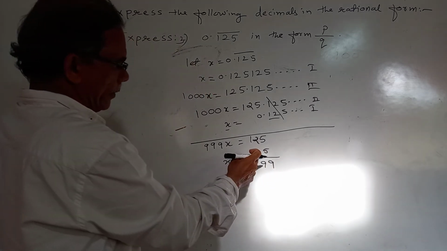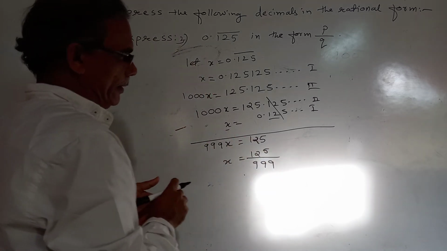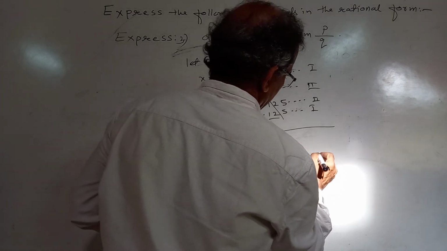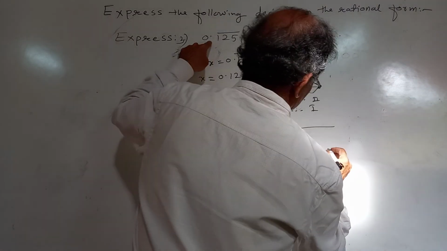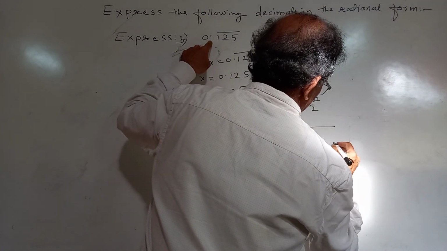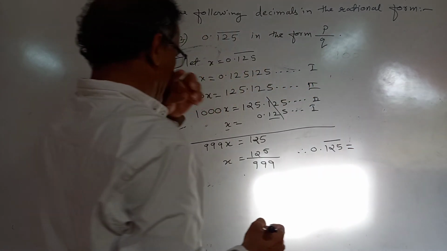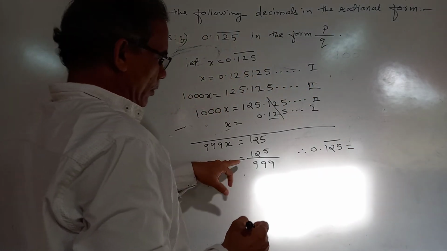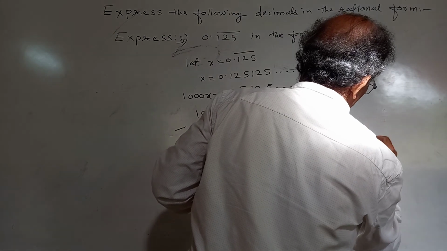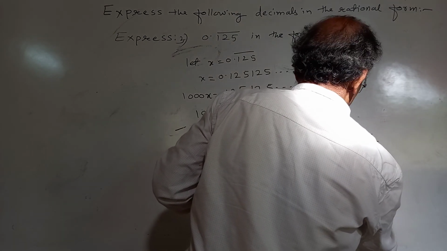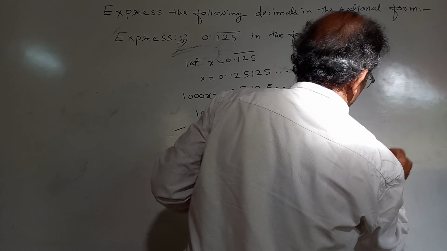So 5, 2, 7, 8, this is not divisible. And therefore now you can write 0.125 recurring. It is rational, the decimal expansion of the number 125 upon 999.